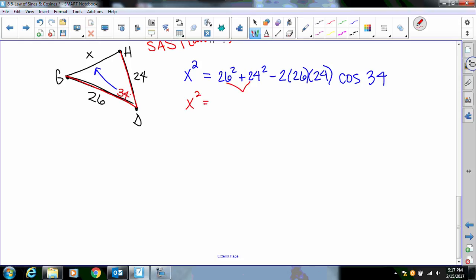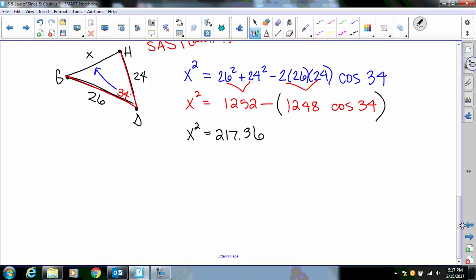So x squared equals, when I do that on my calculator, I get 1252 minus, when I do that on my calculator, 1248 cosine 34. And then you're going to do that on your calculator. Remember, we want that whole quantity to be subtracted off. So put that in parentheses, and you would get 217.36, and then square root it. And so x would be 14.7. So we're going to say approximately 15 feet. If they don't specify, you can round to the nearest tenth or round to the nearest whole.